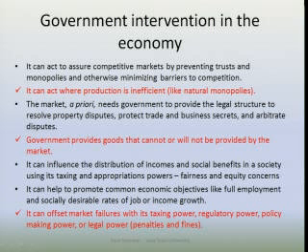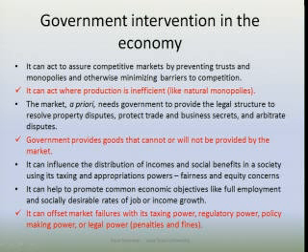Number 4, governments provide goods that cannot or will not be provided by the market. Those are the public goods. And that's where the government intervenes or interferes with the economy. It identifies categories of market failure. The market cannot safeguard us. The market cannot provide an adequate amount of health and well-being in certain categories. So the government does that.